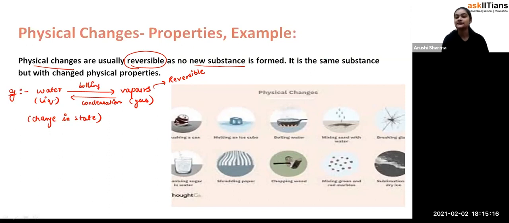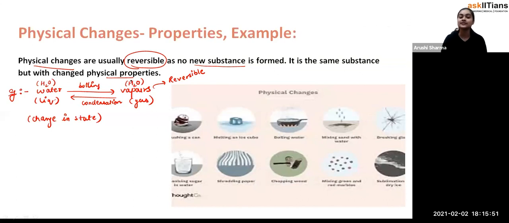Okay, so that's the physical change, and it is the same substance but with changed physical properties. Today it is water, H2O only. First it is liquid, but when you boil it, it converts into vapor form, but it will remain H2O. So the substance remains the same, it's just that when a substance undergoes a physical change, its physical properties change, but it remains the same substance.